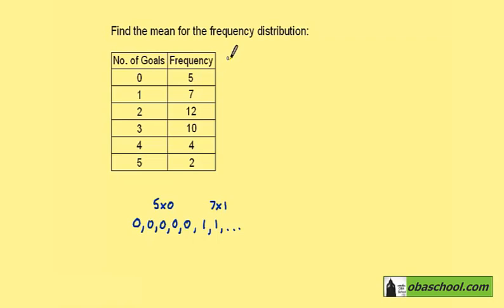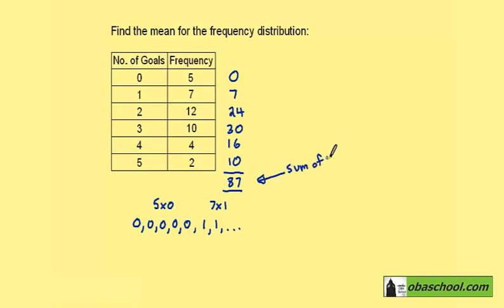So we have 5 times 0, which is 0. 7 times 1 is 7. 12 times 2 is 24. 10 times 3 is 30. 4 times 4 is 16. And 2 times 5 is 10. Adding this column up gives us 87. This is the sum of the data.